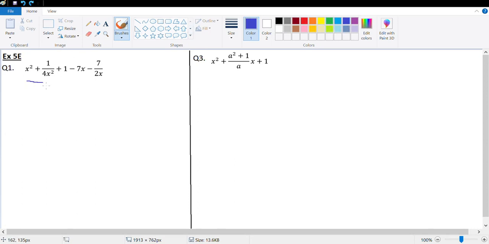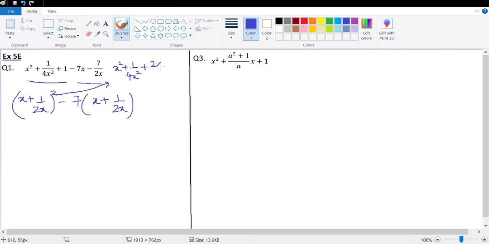I notice that the first three terms will make (x + 1/2x) whole square, and these two terms have 7 common. So this is nothing but (x + 1/2x) the whole square, and if I take 7 common, this is (x + 1/2x). I have taken negative 7 common. In case you don't understand this, let me write what this would be. This would be x² + 1/4x² + 2 multiplied with x multiplied with 1/2x. x and x get cancelled, 2 and 2 get cancelled. We are left with only 1.